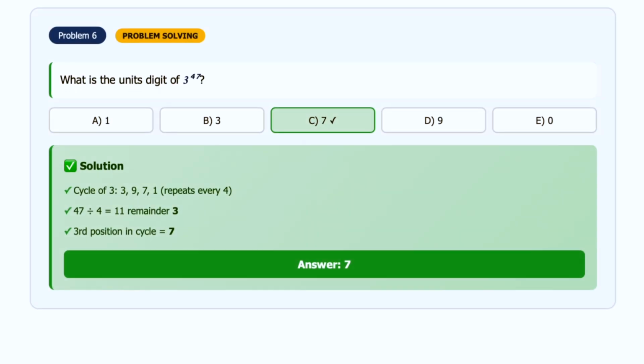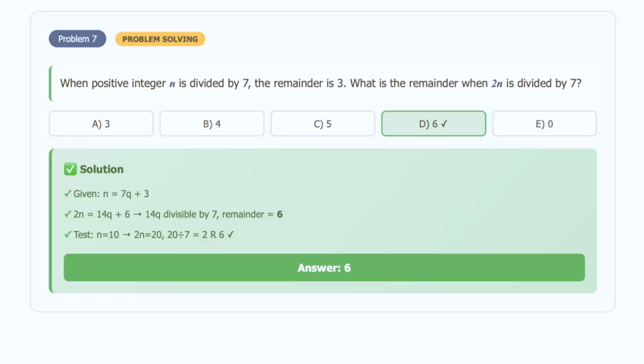Problem 6. What is the units digit of 3 to the 47th power? The cycle of 3 is 3, 9, 7, 1, repeating every 4 powers. Divide 47 by 4, that's 11 remainder 3. The third position in the cycle is 7, so the units digit is 7. The answer is C. Problem 7.